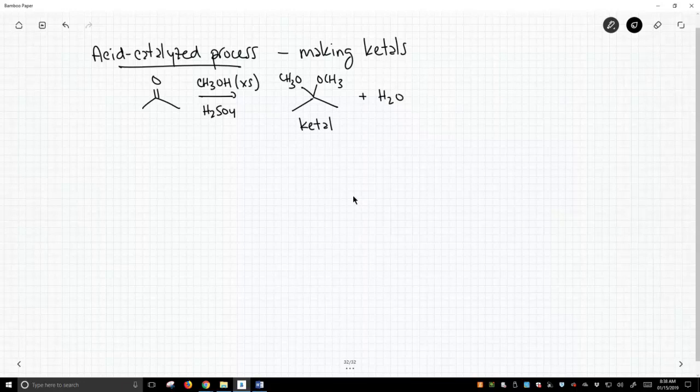Now, this reaction, we've seen it before. It's a reversible reaction, so it's in equilibrium. And the equilibrium is typically controlled by water. So if we want the reaction to go forward as drawn, we'd oftentimes do things like remove water as it forms in the reaction, or use a really big excess of methanol to help drive the reaction to the right. If we want the reaction to go backwards, we add more water. So, this is an equilibrium reaction, and we're using Le Chatelier's principle to push the reaction in the direction we want.